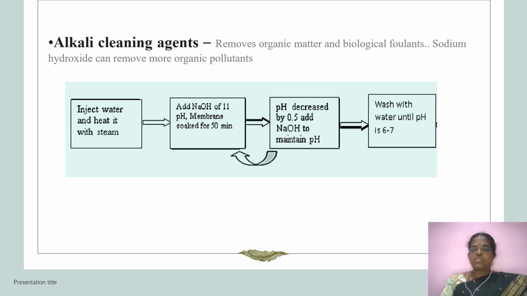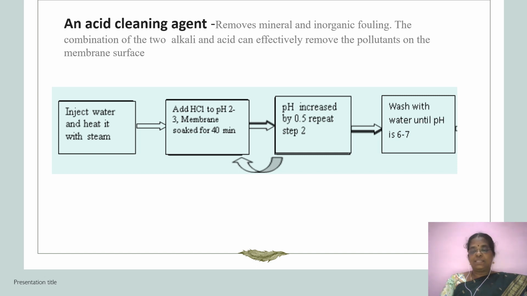And we have to wash the membrane until it comes to a pH of 6 to 7 range. Okay, until then it should be washed. Now your membrane is alkali cleaned. So all the biological and organic substances will be 95 to 98% removed. Okay. Now we have acid cleaning.